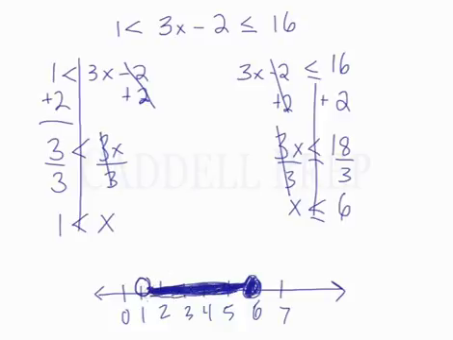So we see that x has to be greater than 1, but it also has to be less than or equal to 6. So we can write it like this, with these as the two endpoints, 1 and 6, and x is in between the two, but it can also equal 6.